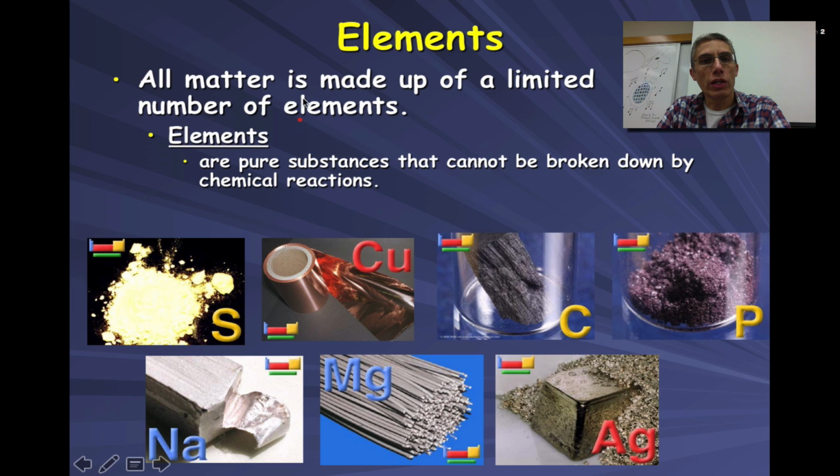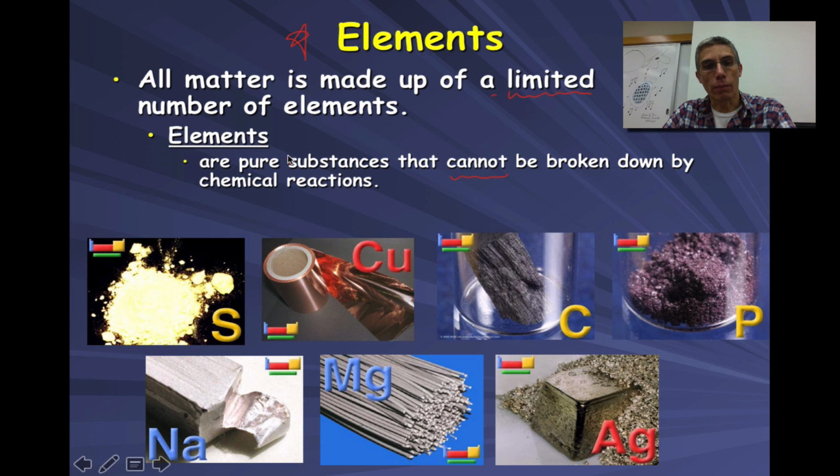So the very first thing we need to look at is the idea of an element. If you think back to physical science, you probably talked about things like elements, molecules, and compounds, and we need to be able to distinguish between these. If you look here, it says all matter is made up of a limited number of elements. When they say limited, they're referring to that periodic table of elements you were probably introduced to back in 8th grade. The definition for an element is simply a pure substance that cannot be broken down by any type of chemical reaction. So it can't be broken down any further.